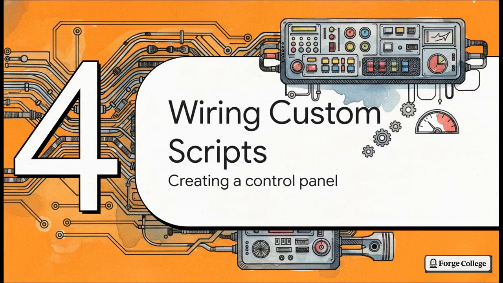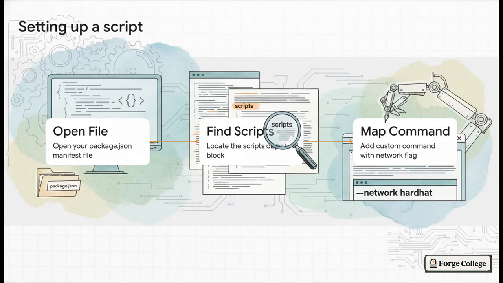Moving on to Section 4, Wiring Custom Scripts, Creating Your Control Panel. Let's look at how we wire up our control panel in the package manifest so you can safely and predictably fire up this engine without having to type out massive, complex commands every single time. Setting up a custom script is a literal mechanical sequence. It ensures your project behaves identically whether you run it on your machine today or a colleague's machine tomorrow.